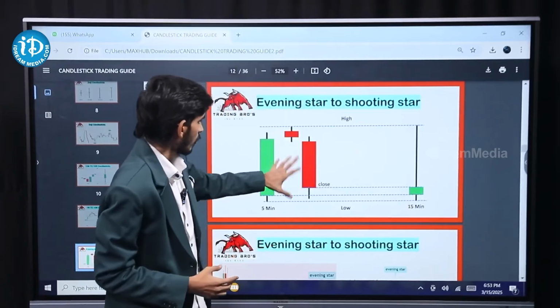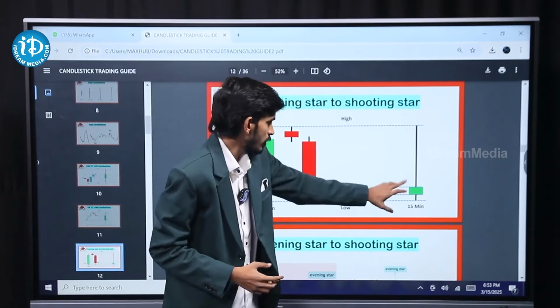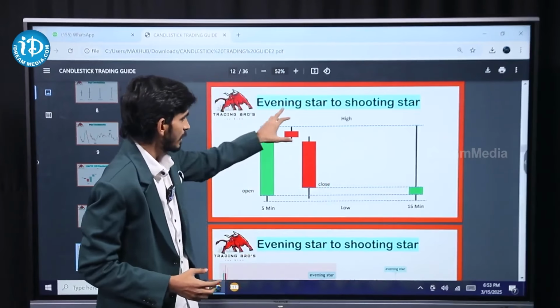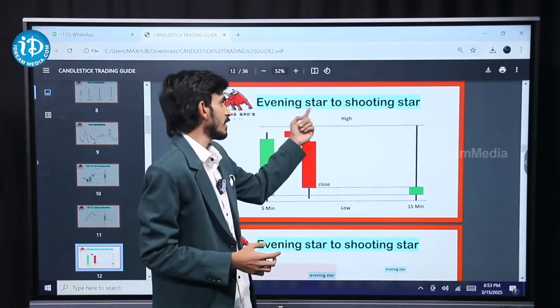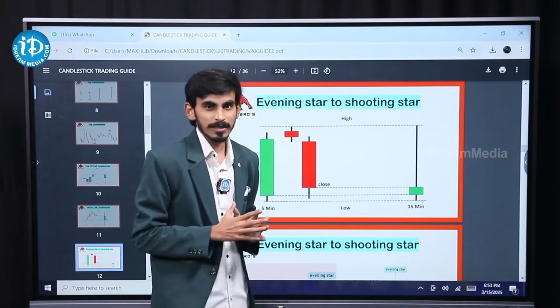So it opened here, it closed here. We see it like this, right? So there's a rejection on the downside. If you understand the psychology, it is enough. When a candle is drawn like this, it is called an evening star or a shooting star.